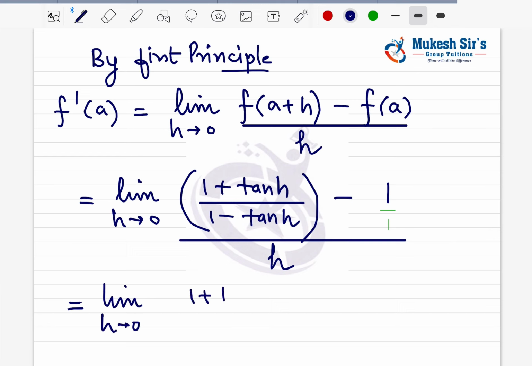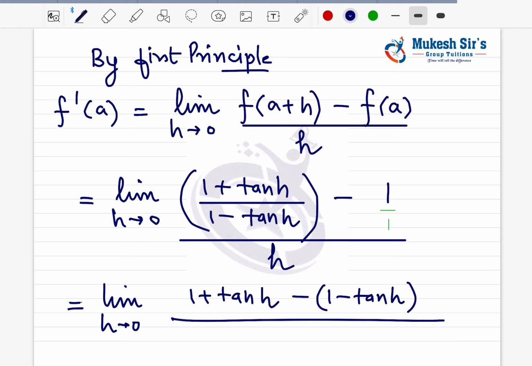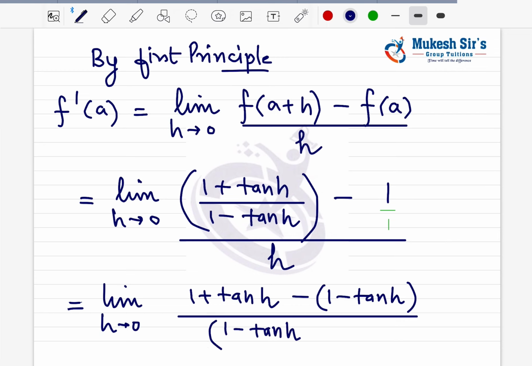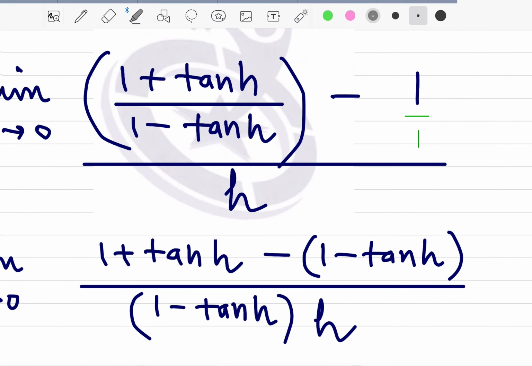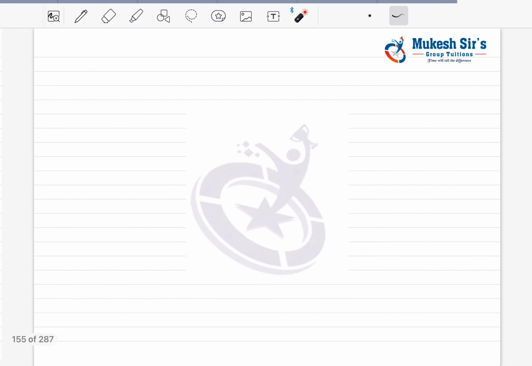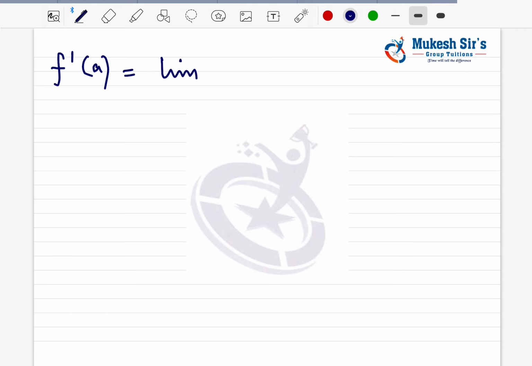You will get 1 plus tan h minus 1 minus tan h, the whole divided by 1 minus tan h, and 1 minus tan h goes in the denominator into h, right? So when you open the brackets here, 1 and minus 1 get cancelled, and minus of minus becomes plus, right? So 1 minus tan h, minus of minus tan h becomes plus tan h. So tan h plus tan h becomes 2 tan h. So f dash a is equal to limit h tends to 0.